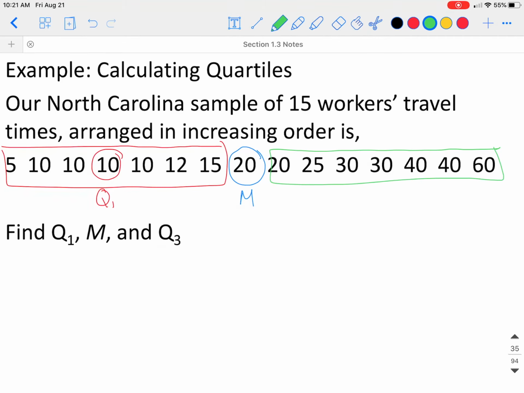And on the right, we have 7 data points. Again, 7 divided by 2 is 3.5, so we need to find our 4th data point, and this would be our Q3.